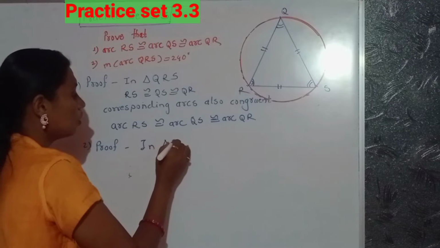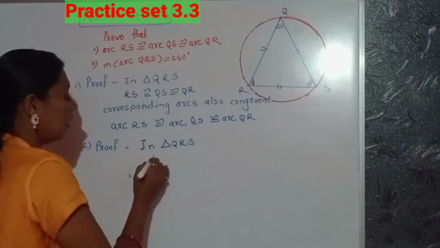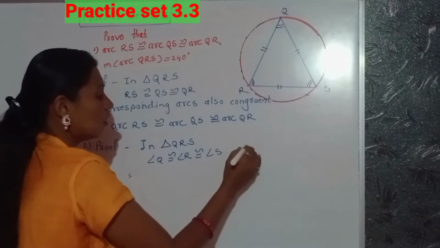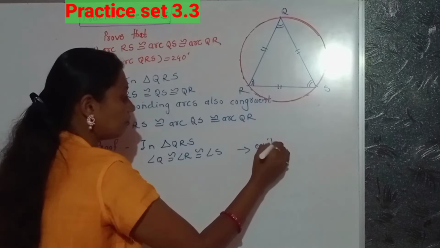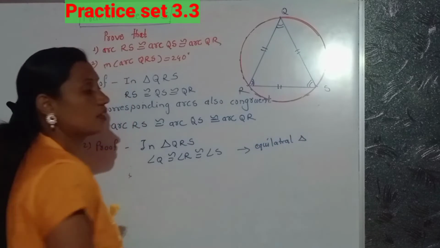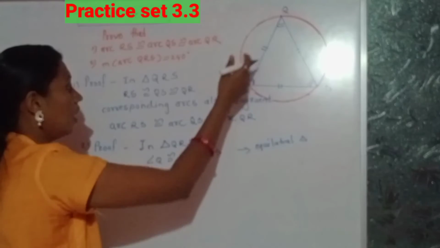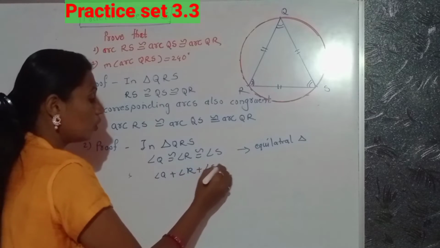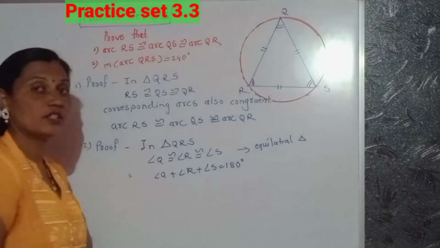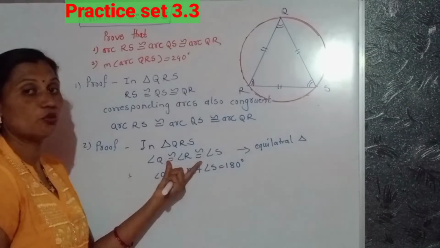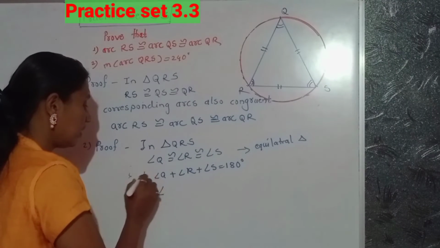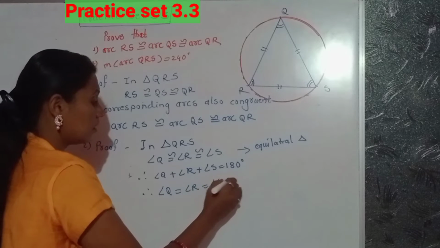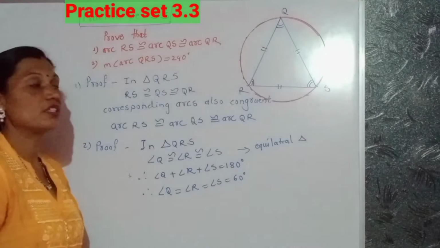In triangle QRS, angle Q is congruent to angle R, congruent to angle S. What is the reason? Equilateral triangle. In an equilateral triangle, sides are congruent and angles are congruent, and the sum of the three angles is 180 degrees, and each angle is congruent to each other. Therefore, we can say angle Q equals angle R equals angle S, which is 60 degrees. You can say it in this way, 60 degrees.